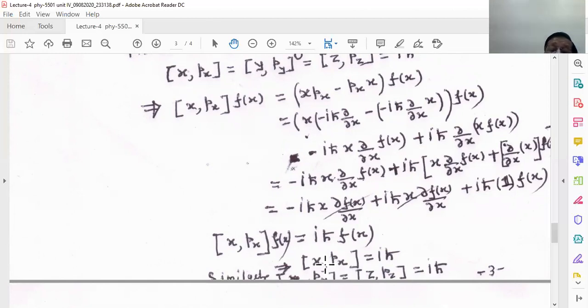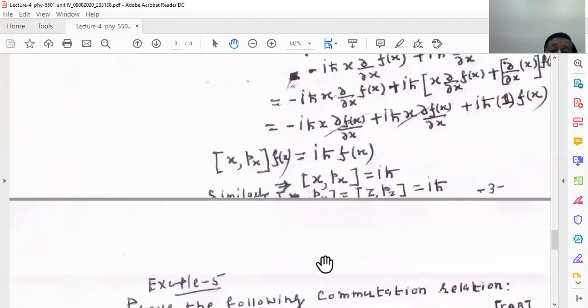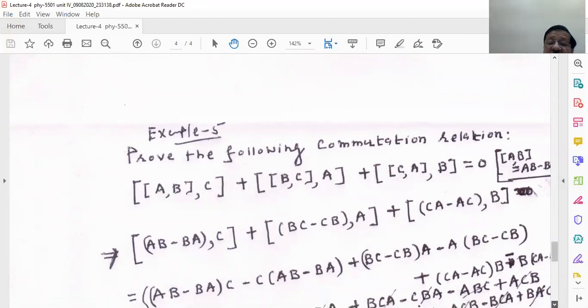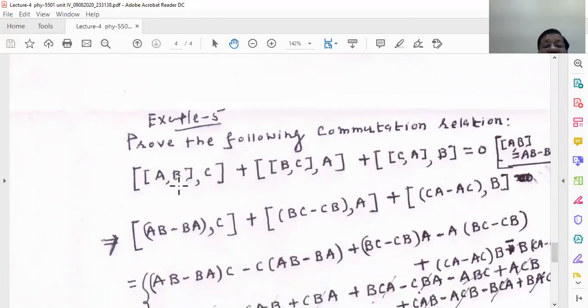That is the meaning. Now we go to the next problem, number 5. This is again showing you a very simple law which we want to say. The commutator of AB with C, plus the commutator of BC with A, plus the commutator of CA with B, and you have to show that this is equal to 0. So very simple. Now you understand. So I first solve this inner commutator, right? So the inner commutator is A operating on B minus B.